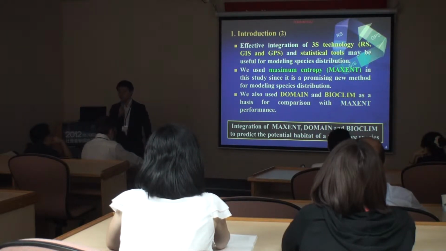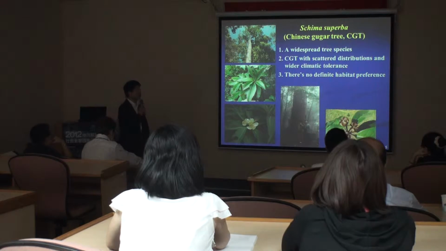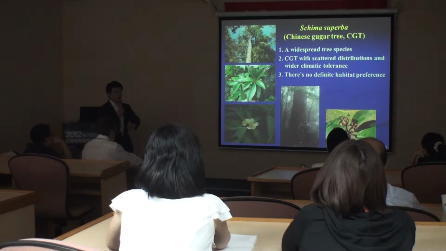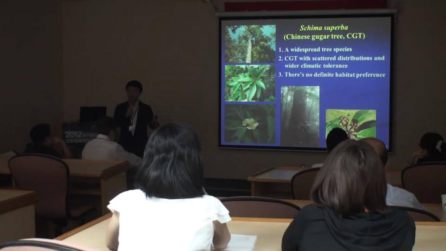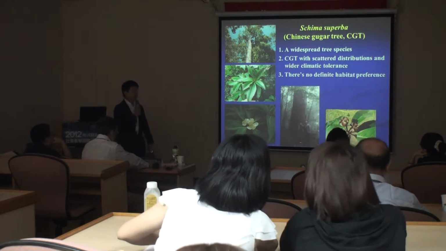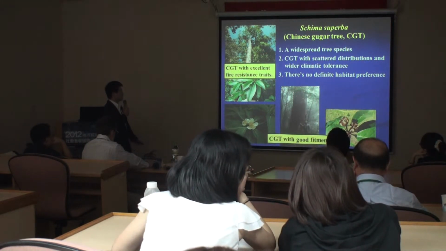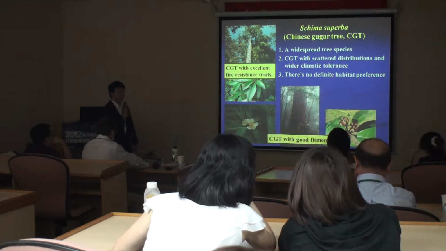What kind of species do we choose? We choose from central Taiwan. It's a widespread species, Chinese Goga tree, we call it CGT. It can grow from 300 meters to 2,300 meters. It has a broad distribution, and it has excellent fire-resistant traits and is good for filament.